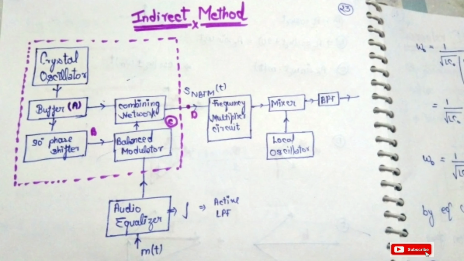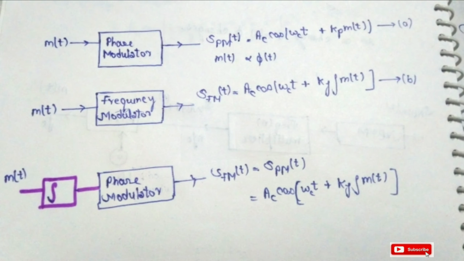In the indirect method, this problem can be removed by using the crystal oscillator. The crystal oscillator provides a stable frequency up to 1 MHz. If we provide a message signal as an input to the phase modulator, then the resultant phase modulated wave is given by Ac cos(2πfct + kp m(t)). Let us call this equation A.